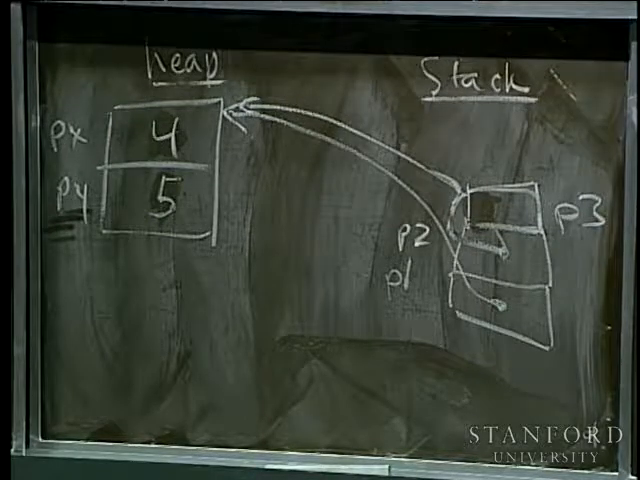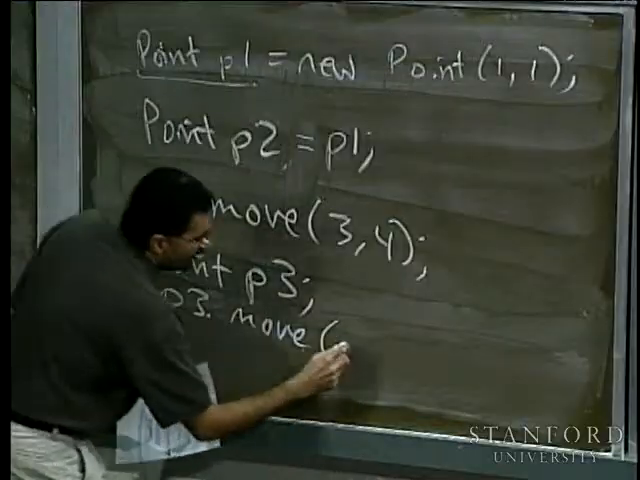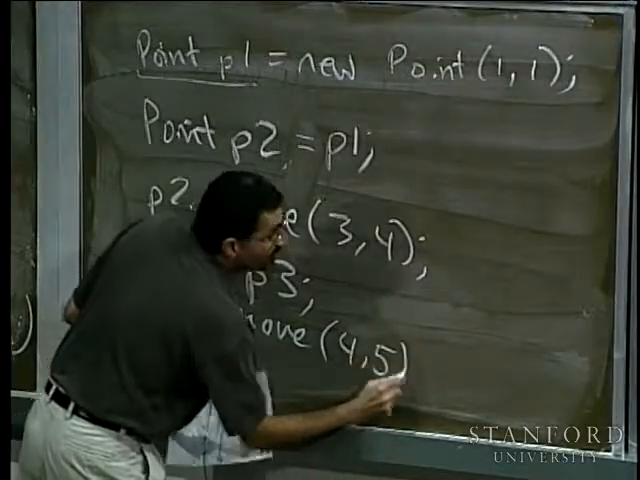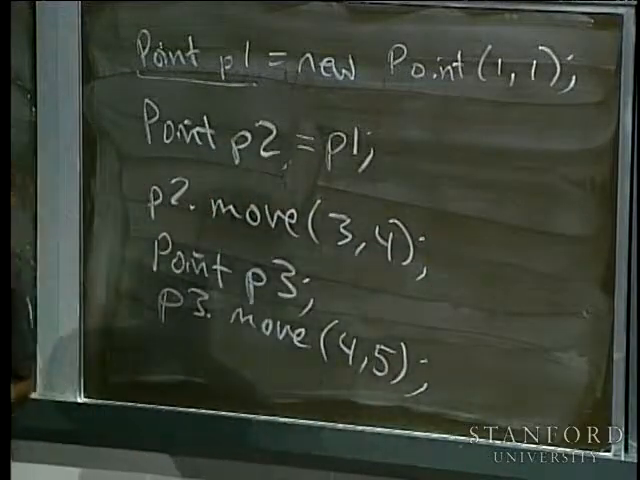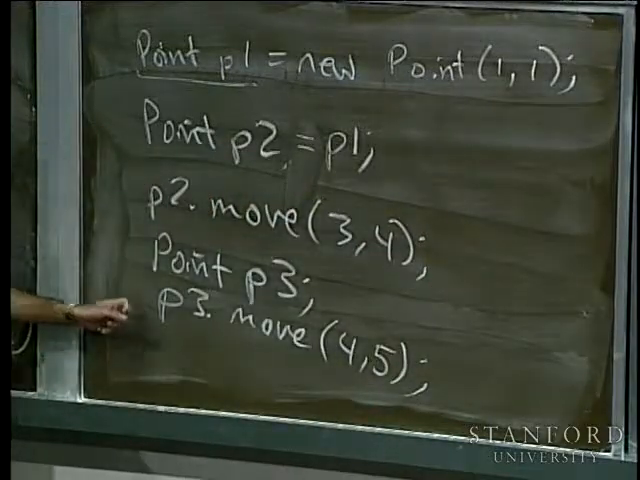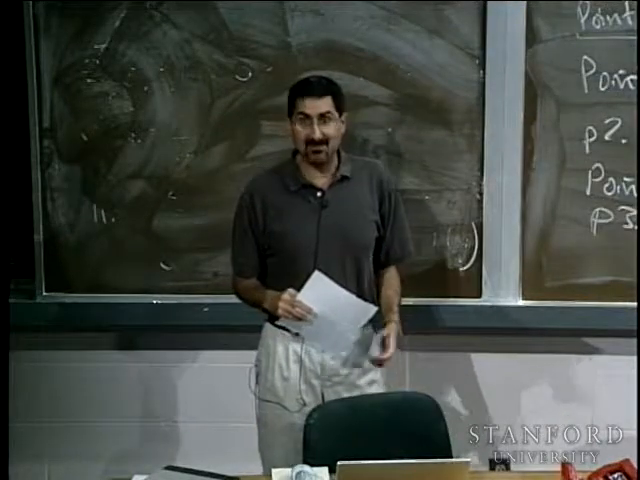And so if I come along and say, hey, you know what, P3, I just want to move you. Move to 4, 5, because that's where I hear the party's at. That's where P1 and P2 are. Can you move yourself to 4, 5? What happens when I do this? Bad times. That's what happens.